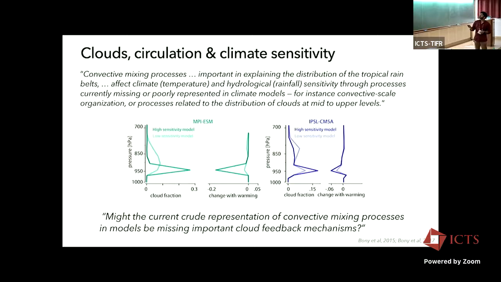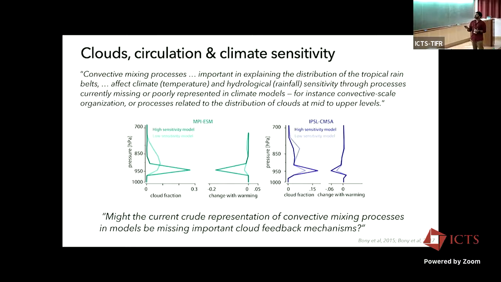We need to understand convective mixing processes, but because of the resolution that we are running these models in, they cannot be represented very well. So, for instance, we miss things like convective scale organization. This spatial organization of convection can be very important in understanding how the processes will change in a warmer climate. Or processes related to how the distribution of clouds happens in the vertical.